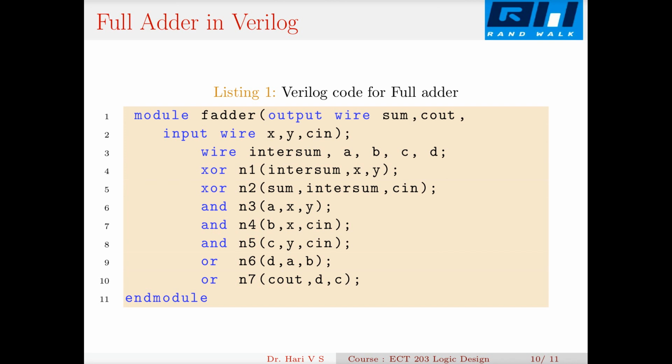Now the next task is to make this full adder in Verilog. In your syllabus a gate level design is given, so I go by gates. I write a module, say full adder, and end module. Here the outputs are sum and Cout, which are wires, output quantities. Then X, Y and Cin are the input wires. Then there are some intermediate nets.